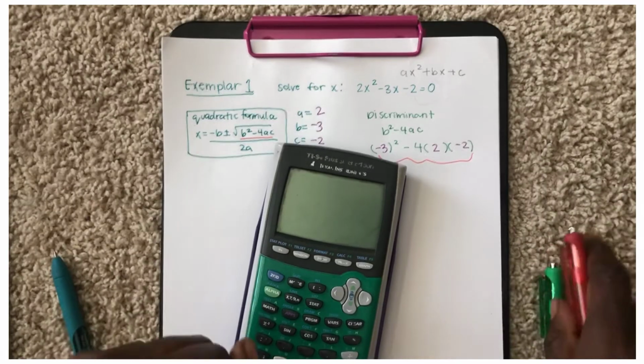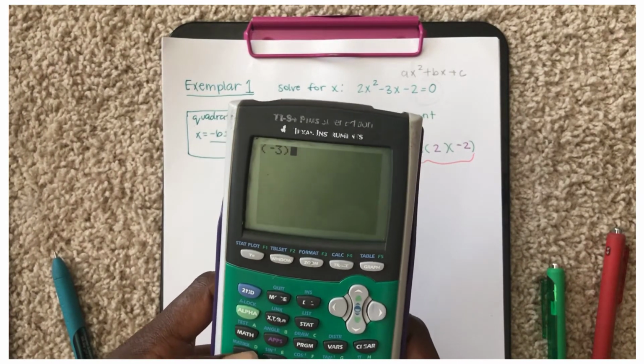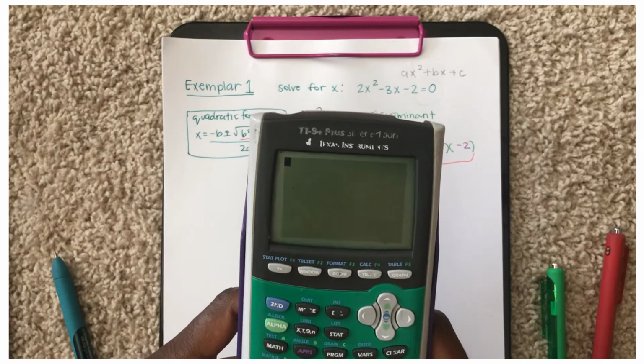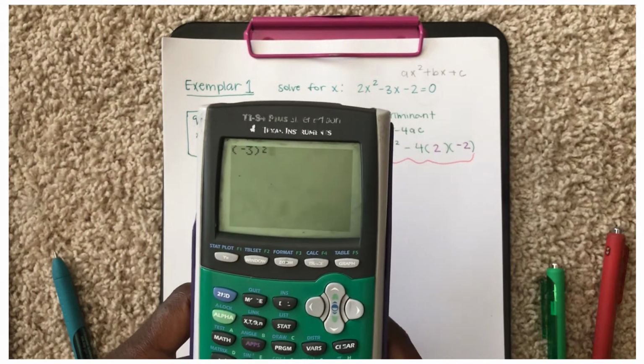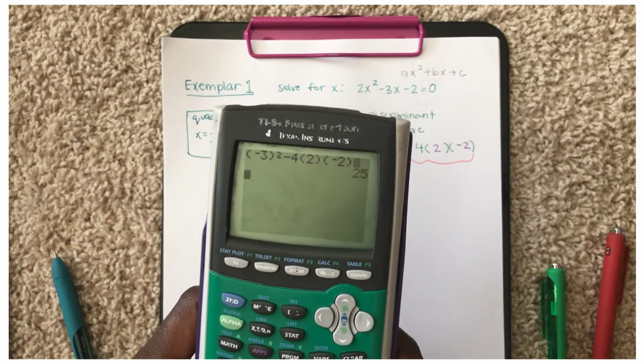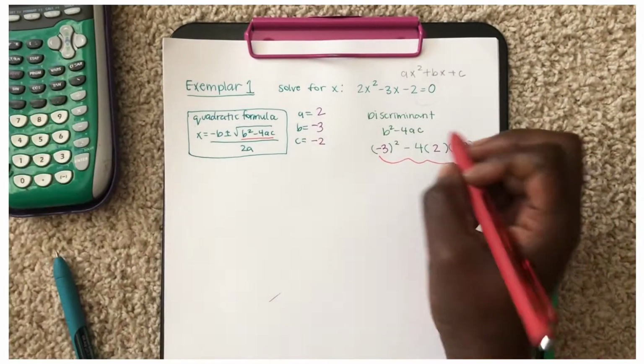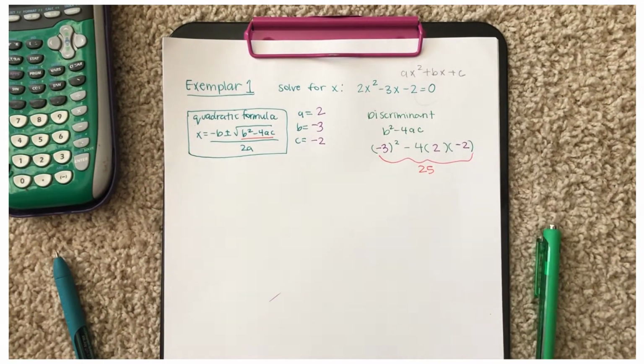Y'all know I got Charlie somewhere here. So I'm going to type in my calculator, negative 3 squared minus 4, parentheses 2, parentheses negative 2. And I get 25. So that is my discriminant value.